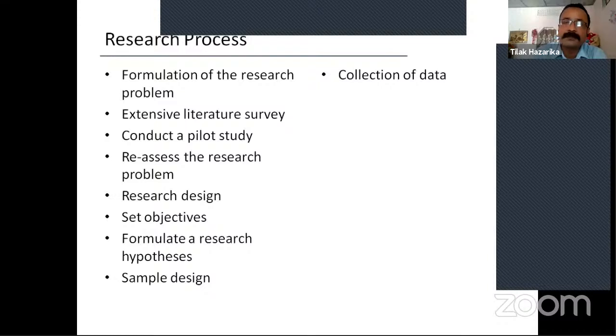While we go for collection of data, we have to adopt certain methodologies for collection of data. And the most common methodology, we are very much familiar with, is the design of the questionnaire.